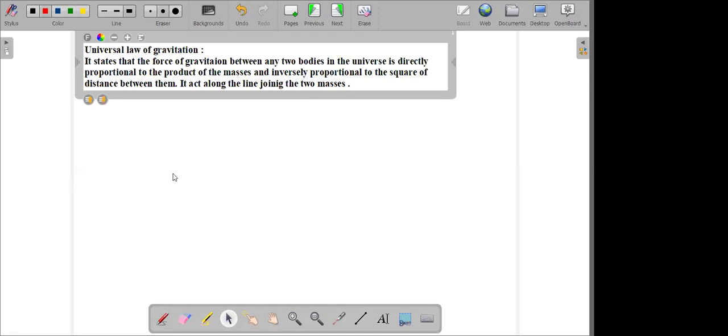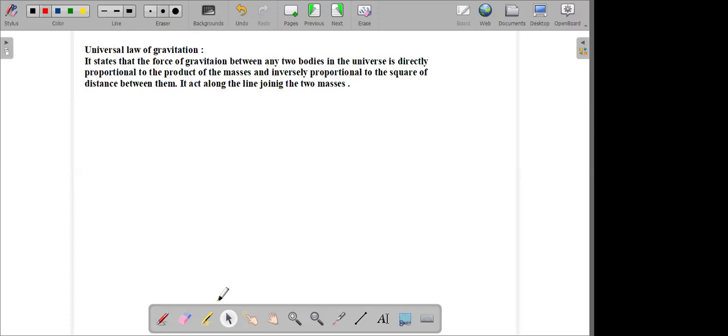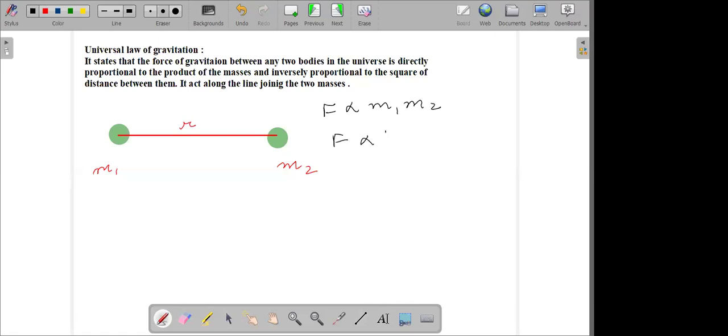What are the two masses? How does it act? Let us see. We consider two masses. Let's say you have a mass m1 here and another mass m2 here. The masses m1 and m2 have some distance, so their centers are separated by some distance r. The gravitational force F acting between them will be proportional to the product of masses m1 multiplied by m2, and inversely proportional to the square of the distance between them.